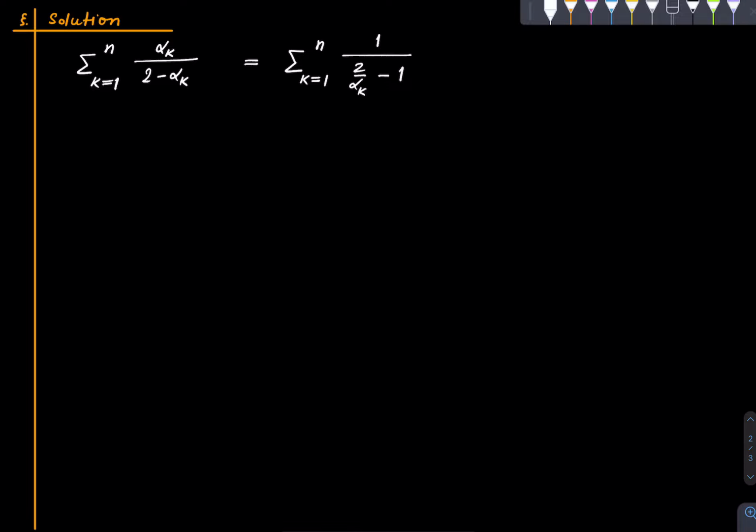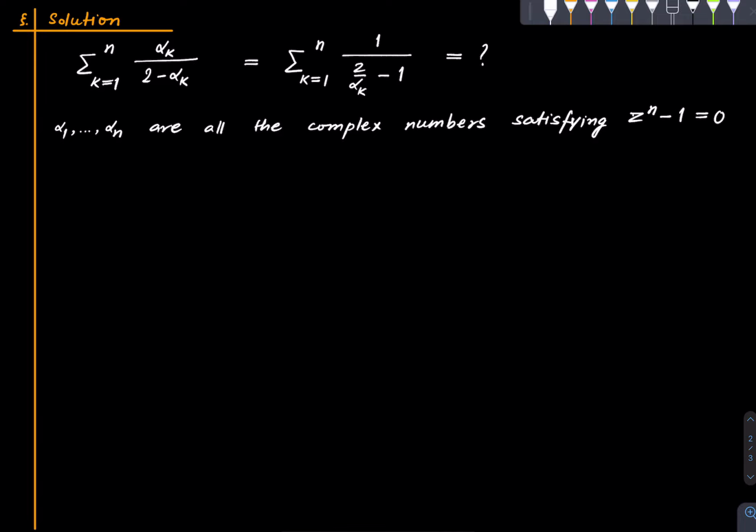So this is what we want to compute, and what we are given is that alpha 1 up to alpha n are all the complex numbers satisfying this equation, z to the n minus 1 equals 0. Because alpha 1 up to alpha n were given to be all the nth roots of unity, those are precisely the roots of this polynomial and hence precisely the solutions of this equation. And now, slowly, we will come to this. Right now we have this, but slowly you will see that this kind of thing will appear. You'll see what I mean by that.